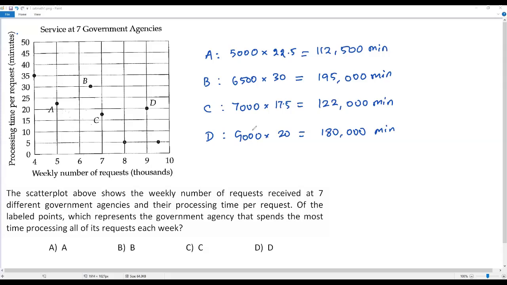Okay, now I got the total time for each government agency A, B, C, and D to process all the requests received each week. So according to the information, we have to find the government agency that spends the most time, that is maximum time, processing all of its requests each week. So among these values, we have to get the one which is maximum. Clearly, that is 195,000. That is what we have for government agency B. So we find B in answer choice B. The correct answer choice for this question is B.